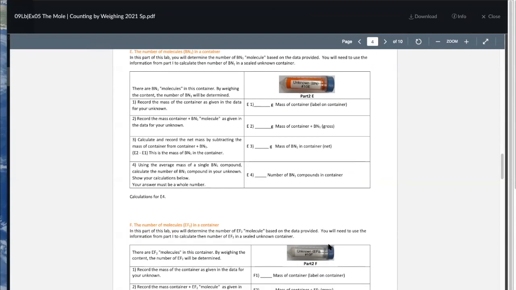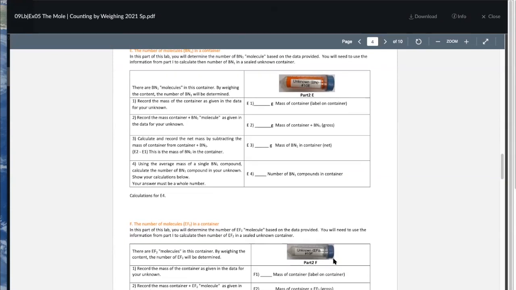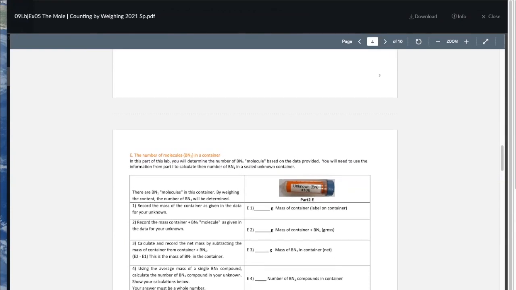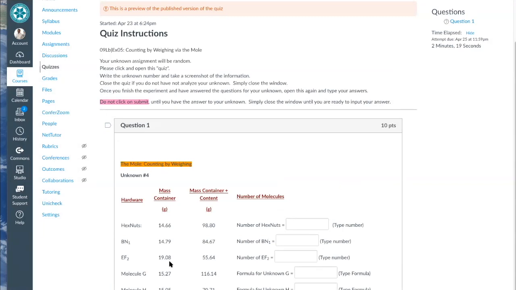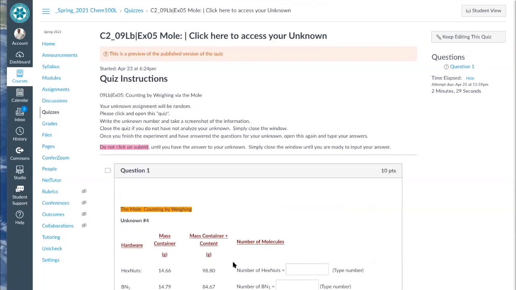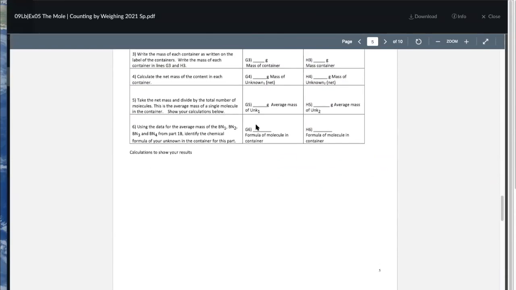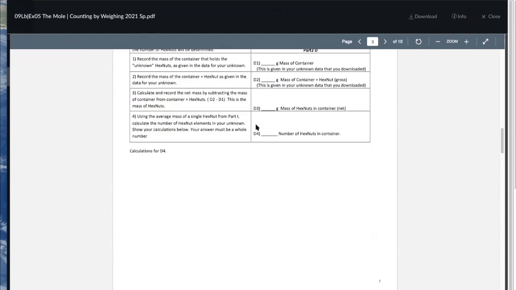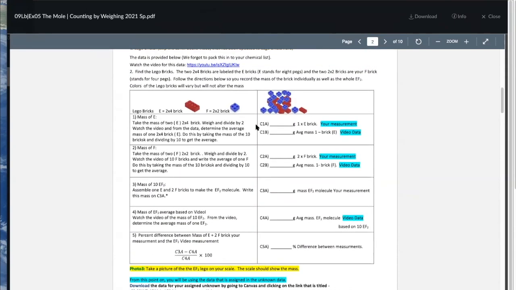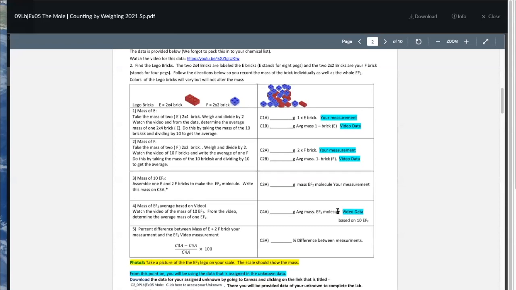Then we have EF2. Okay, we have EF2. EF2, again, go to your unknown. This is the mass of the container. This is the mass of EF2 and the container. You have to subtract that off. And then you divide by the mass, go over here, of, use the more reliable data. Get the average mass of one EF2.